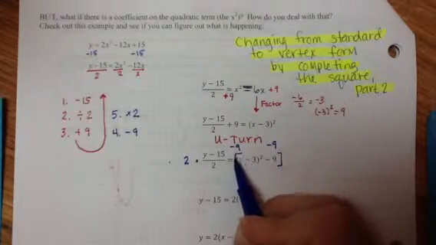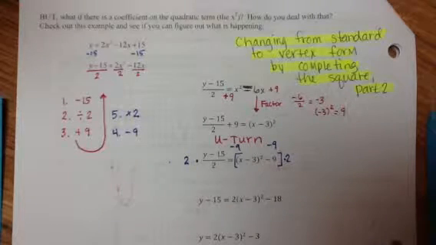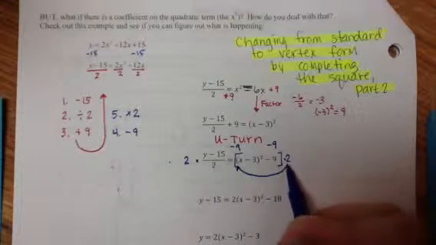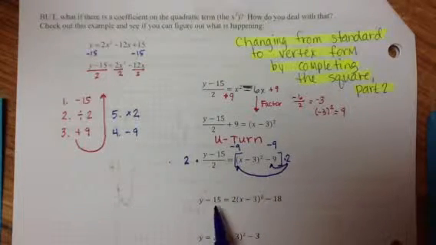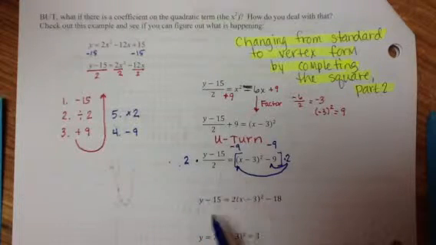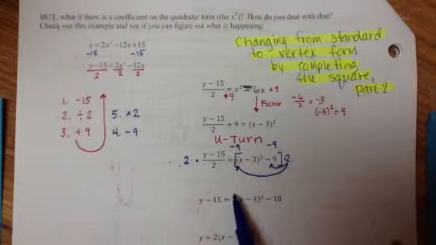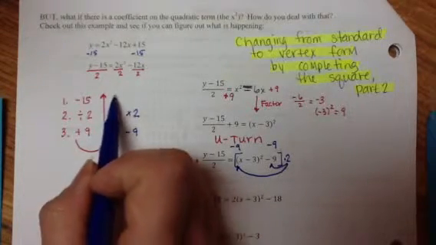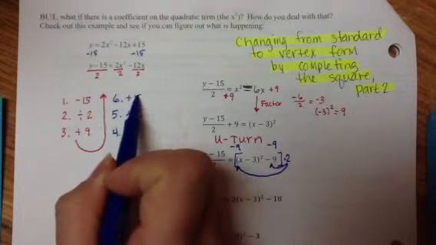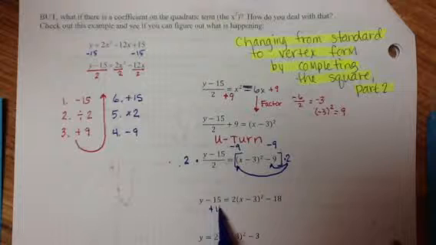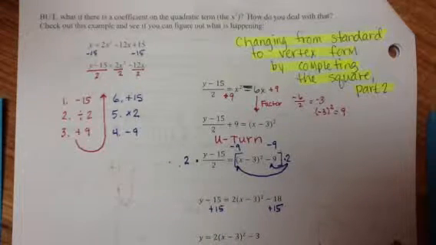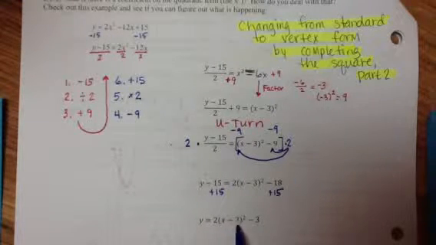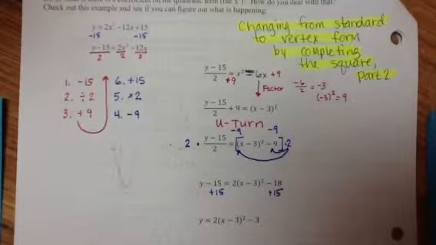And then you have to be careful that you multiply everything on the right side by 2. So I'm distributing the 2 to the parenthesis x minus 3 squared and to the negative 9. So the 2 on the left side cancels the dividing by 2. So I get y minus 15 equals 2 parenthesis x minus 3 squared minus 18. And then I'm going to finally undo the subtract 15 by adding 15. So I will add 15, and that's how we arrive at y equals 2 parenthesis x minus 3 squared minus 3.